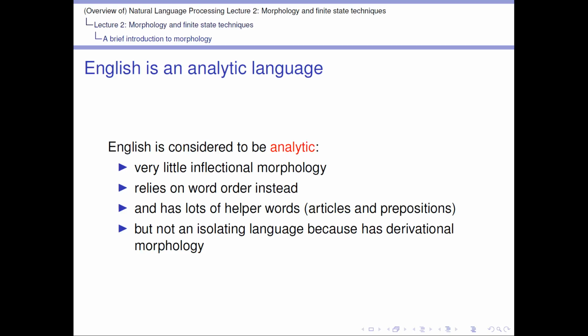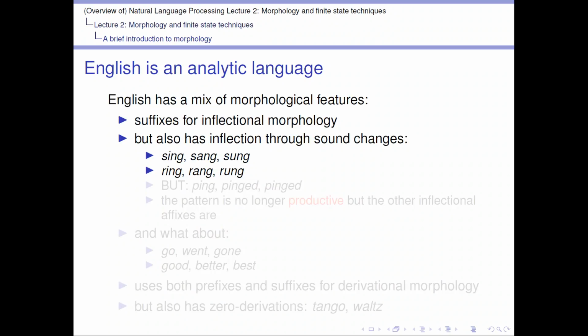Right, so let's have a look at this a little bit more. So we have a mix of all of these different types of morphological features from the different possible ways of building up a language. We do have suffixes for inflection, but we don't have very many. We also have this kind of inflection through sound change. And this is, again, a historic remnant. So this is one of the earlier languages. And these have kept on in English because they are sort of high-frequency words.